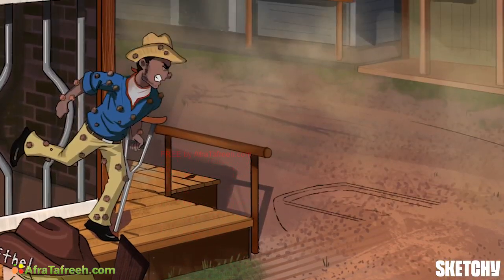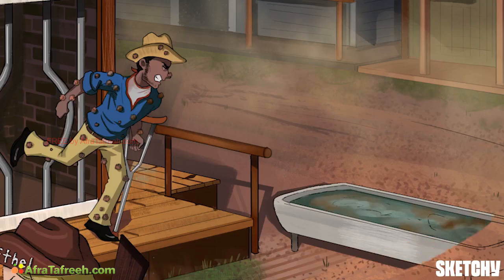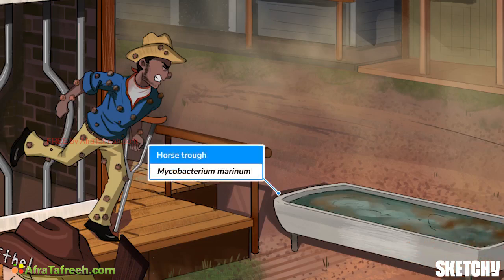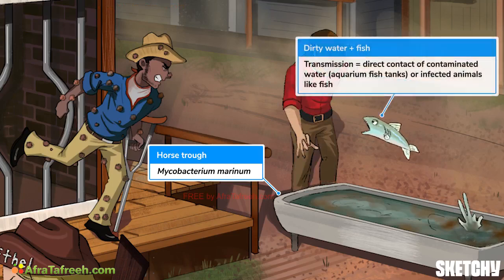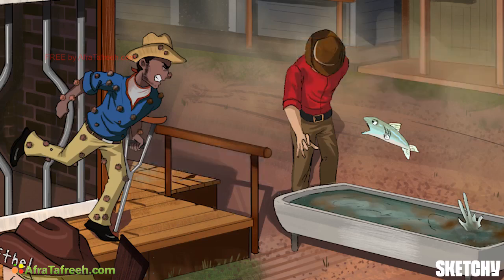Lastly, we have Mycobacterium marinum, which can infect fish, amphibians, reptiles, and of course, humans. Over yonder, we have this horse trough filled with water, which should help you remember marinum. Since this water's all dirty, it shouldn't be surprising to you that marinum is spread by contaminated water. We also added a fish jumping out of the water to help you remember that aquarium fish tanks are usually the culprit, and can also spread to humans from infected animals, like fish.